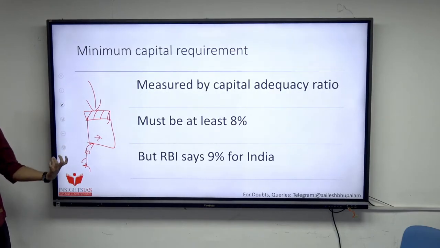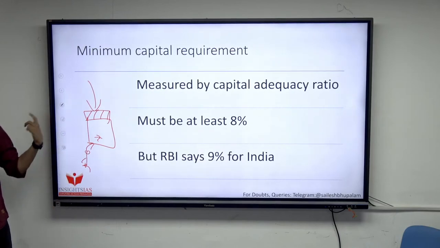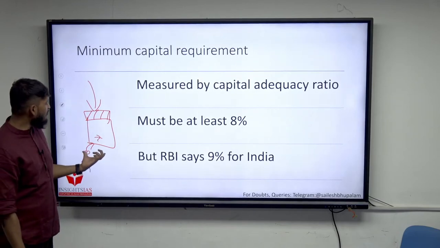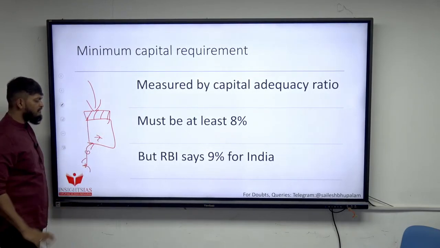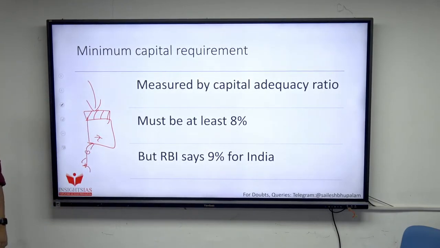It can be used for operational expenses of the bank and expansion of business of the bank. What can depositors' money be used for? It can be used to give loans. So these two are entirely different. But what capital adequacy ratio is doing is establishing a relationship between these two. Relationship means if you have 1 rupee of capital, how much loans can you give? This is what capital adequacy ratio shows.